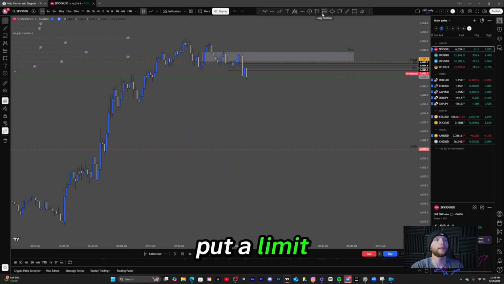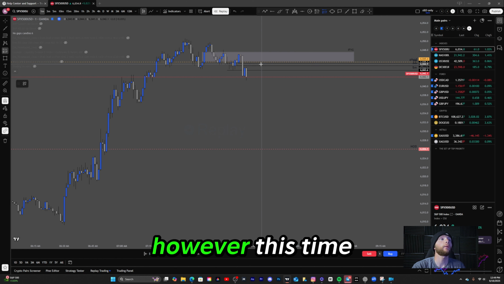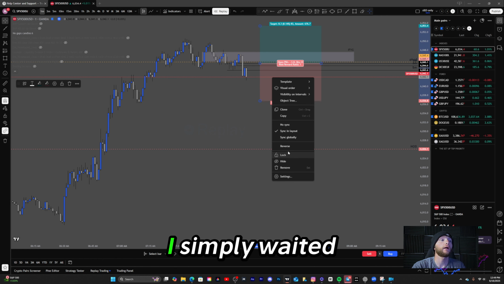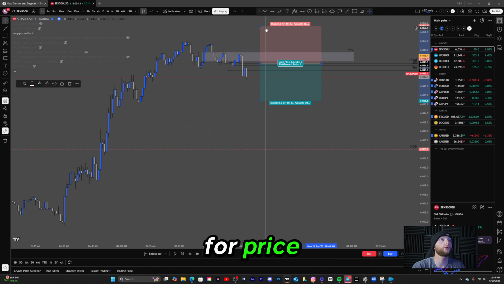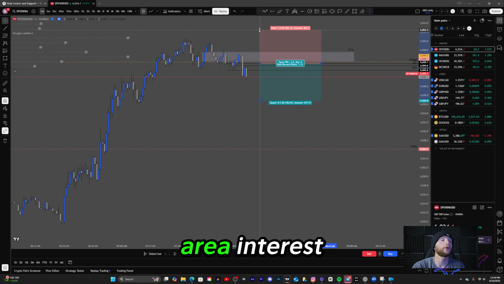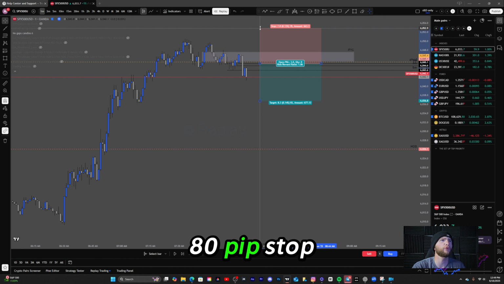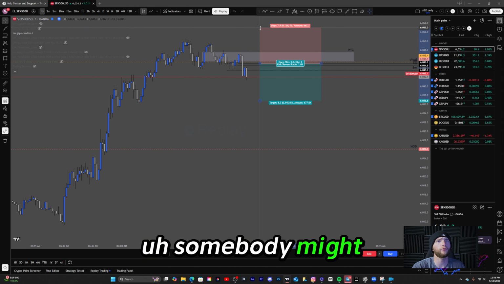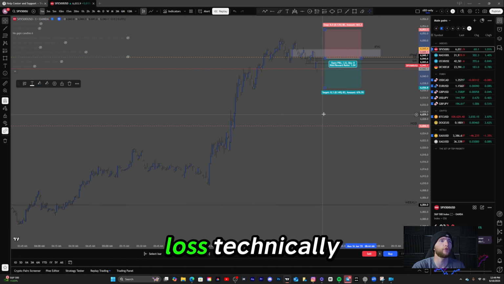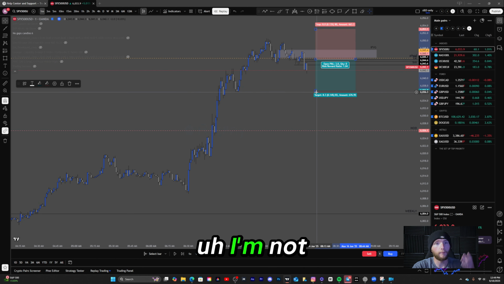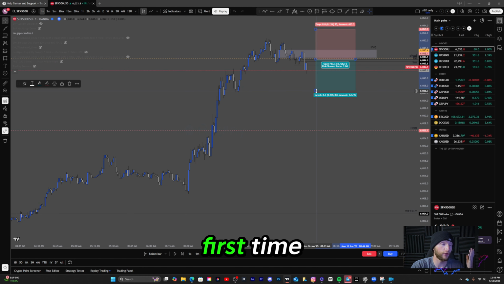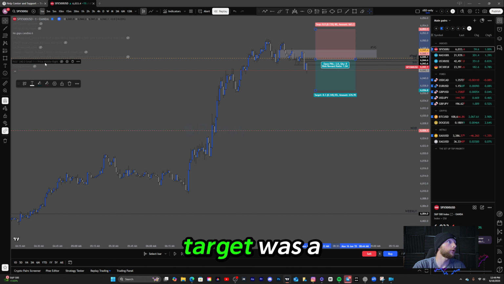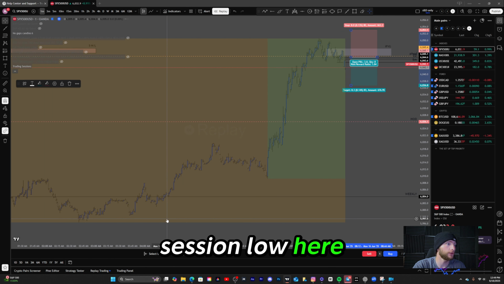Typically, I would put a limit order in this area. However, this time I did not. I simply waited for price to come back up to my area of interest, and I set, I think this is considered an 80 pip stop loss. Somebody might correct me in the comments. I think it's an 8 pip stop loss technically. I'm not used to trading indexes. This is my first time. And my actual target was a session low here.